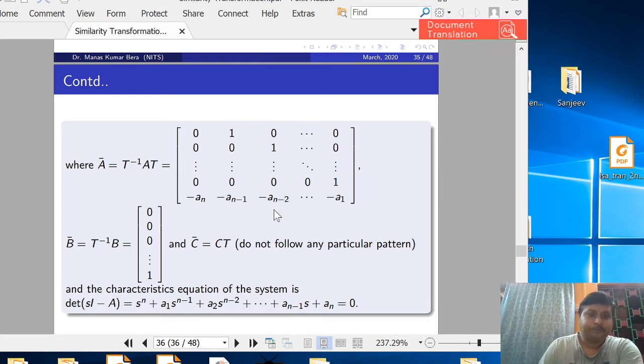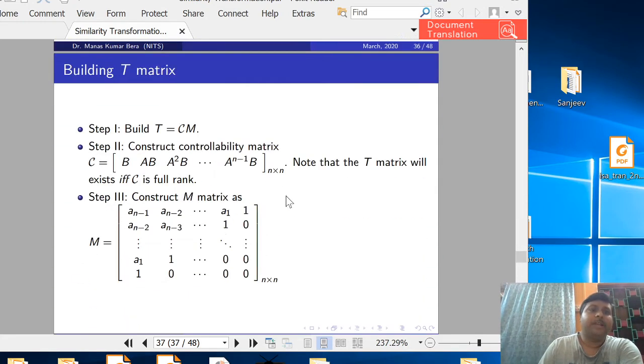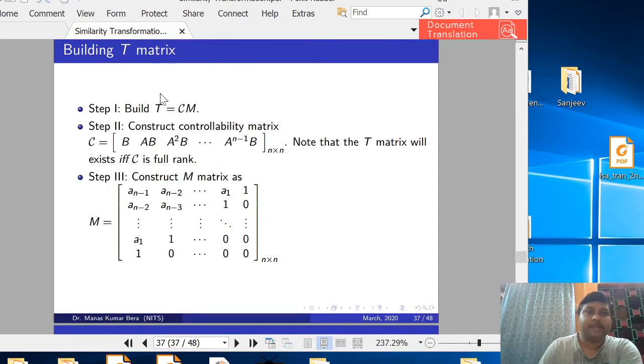Okay, so the next topic is how you can build the T matrix. For this case I am not going to discuss the proof of how we built the T matrix, I have only discussed the procedure. You have to remember that. Okay, so what is the T matrix? T is equal to C into M. What will the C matrix look like? Construct the controllability matrix. C is known as the controllability matrix. C will be B, AB, A squared B, up to A to the n minus 1 times B.